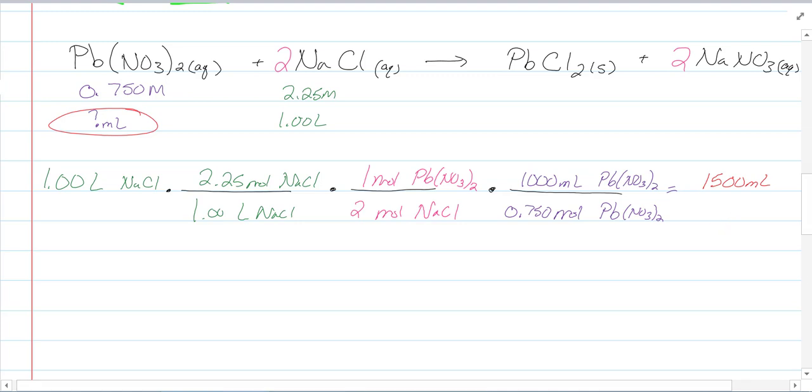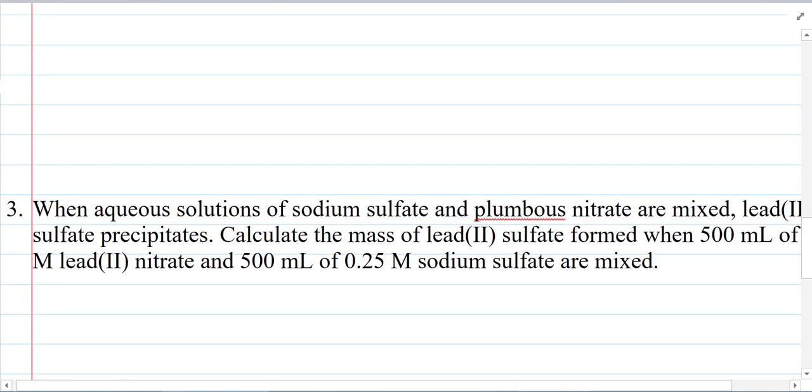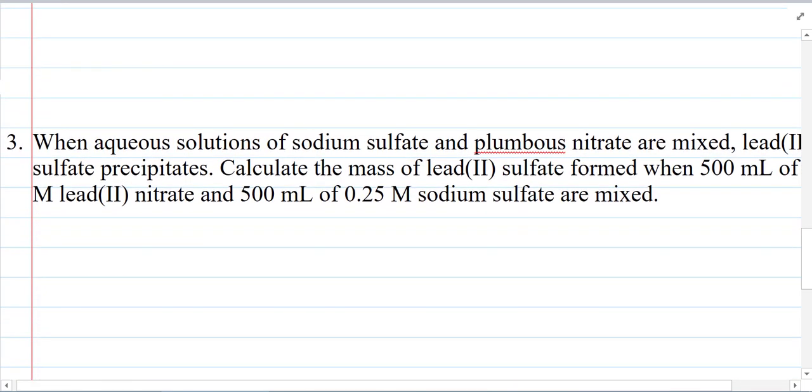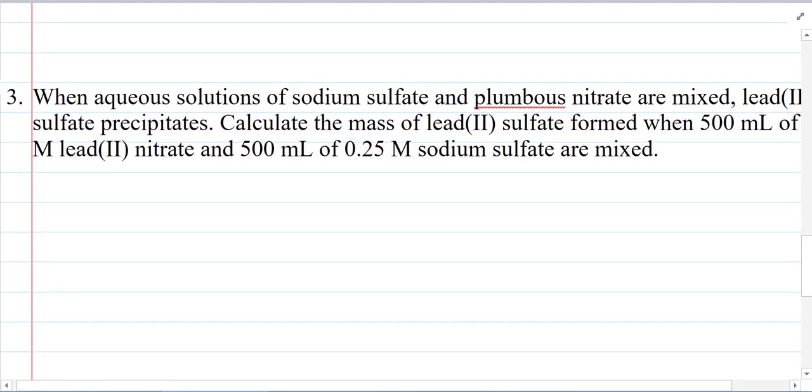That's a lot. That's a lot. So again, recapping. I have a volume, which is amount. Molarity, mole ratio, and molarity. Back to a volume. That's it. Pretty good, huh? Do we have another one? Okay. Let's try another one.